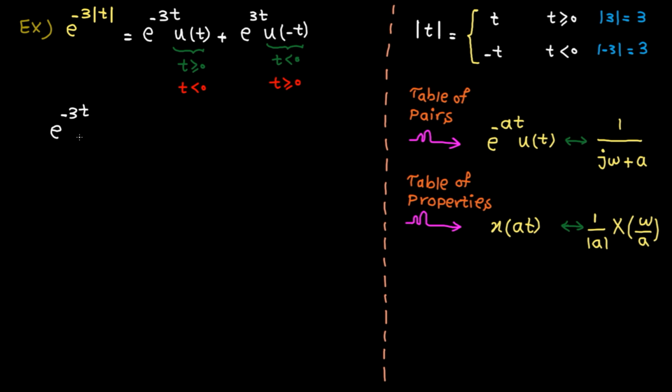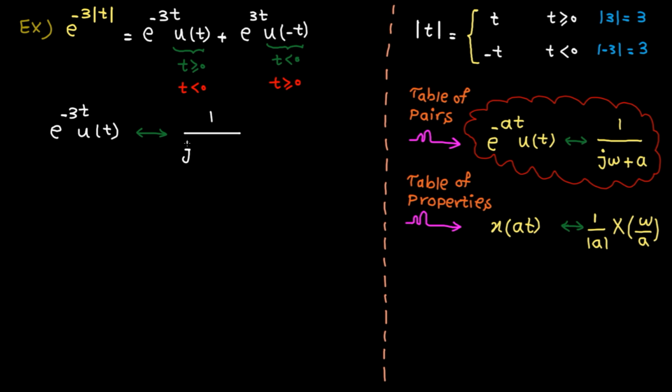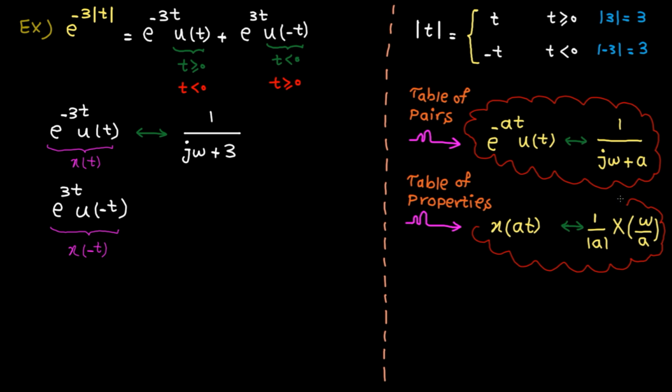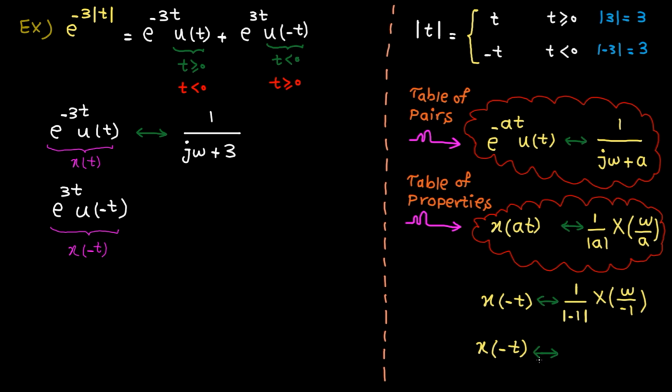So here's the Fourier transform of the first term. Now let's consider the second term. Think about it. If this signal is x of t, this is basically x of minus t. To find the Fourier transform for x of minus t, we can easily use this property where a is minus 1. This is equal to 1. So to find the Fourier transform for x of minus t, we just need to replace omega by minus omega. That's it. Here we go.